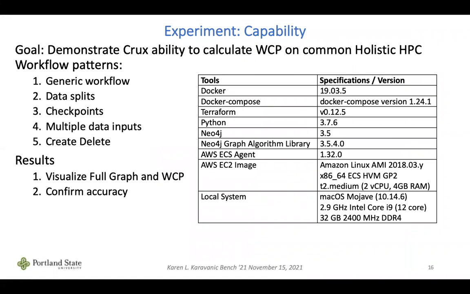So the first experiment we did was just capability and correctness, to make sure that we could correctly determine the workflow critical path on these common patterns. So we tested 5 combinations with the simulator. One we call generic workflow, data splitting, checkpointing, multiple data inputs, and create delete. And so we checked the results by visualizing the full graph and the workflow critical path and confirming the accuracy. All the tests passed, and we did demonstrate that Crux is able to correctly determine the workflow critical path for all of these combinations of patterns.